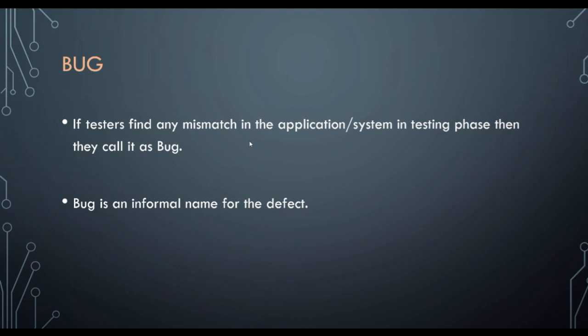Next, the bug. Sometimes people call it an informal name of the defect. If a tester finds any mismatch in the application, like if the expected and actual result is not matching, then they call it a bug. Which means that the software application is not working as per the requirement. When we have some coding error, it leads a program to its breakdown, which is known as a bug. The test engineer uses the terminology bug. Let's see the next slide.